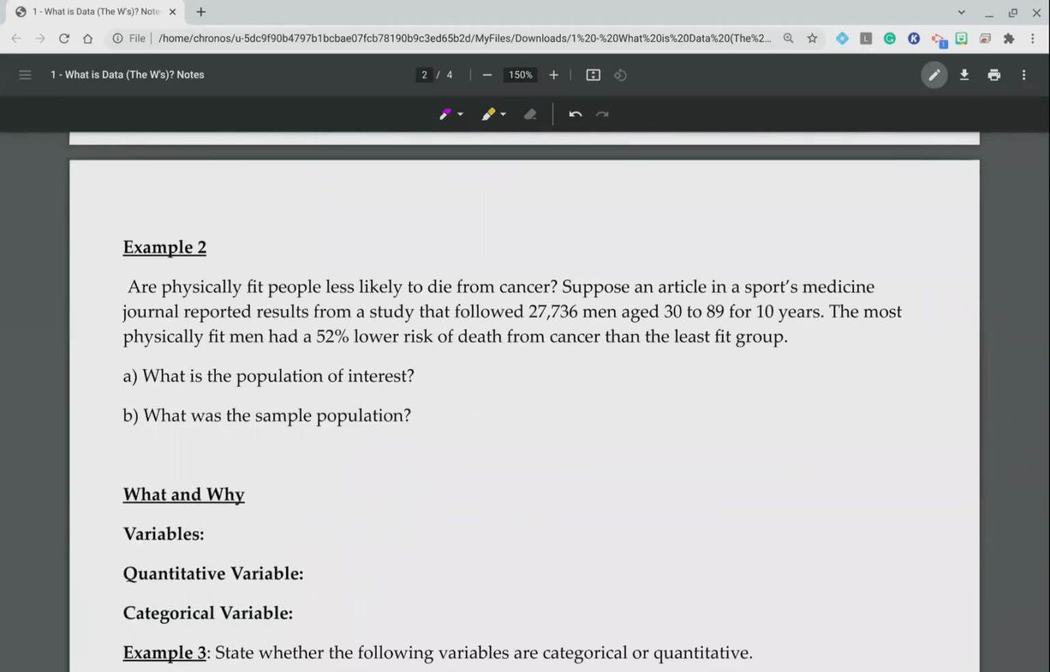Let's try another one. Are physically fit people less likely to die from cancer? Suppose an article in a sports medicine journal reported results from a study that followed 27,736 men aged 30 to 89 for 10 years. The most physically fit men had 52% lower risk of death from cancer than the least fit group. Okay, so think about it for a second. What is the population of interest? All right, well, if we look at it, we are looking specifically at men who are adults. So our population is all adult men.